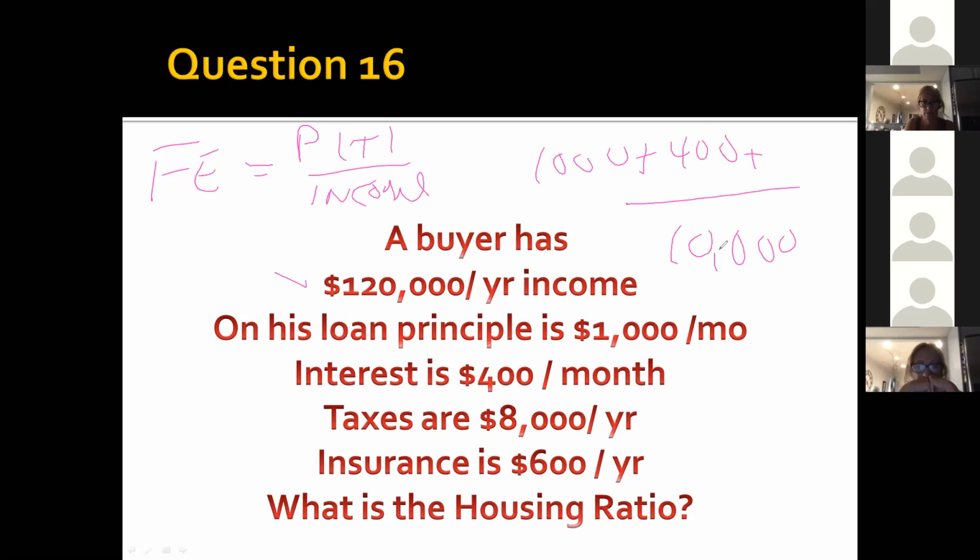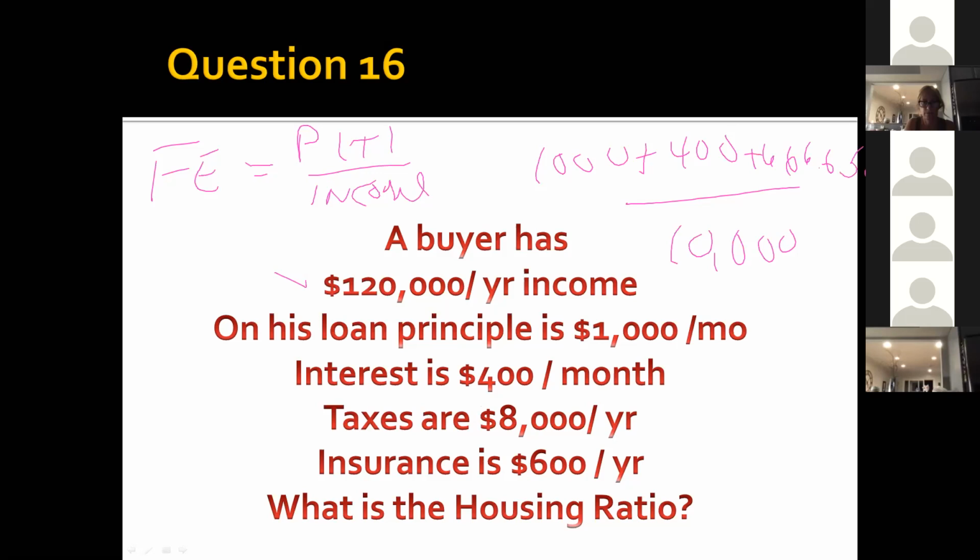His taxes are $8,000 a year. We've got to convert that to the month, so we take 8,000 and divide it by 12. It's 666.6. And the insurance is $600 a year. We've got to have that by the month. That's $50 a month.